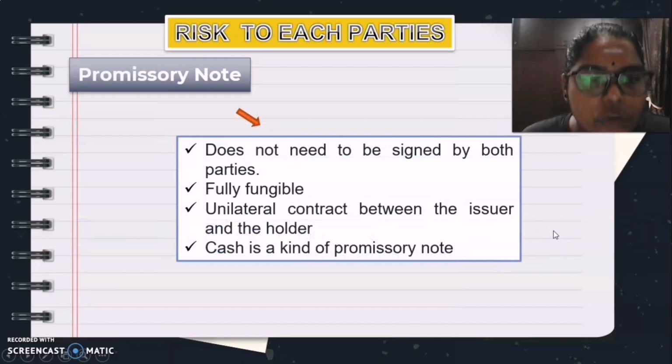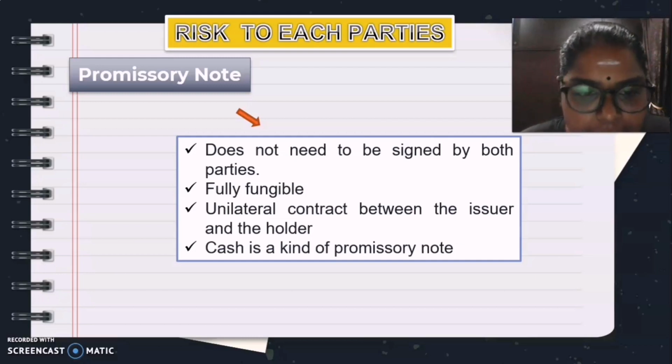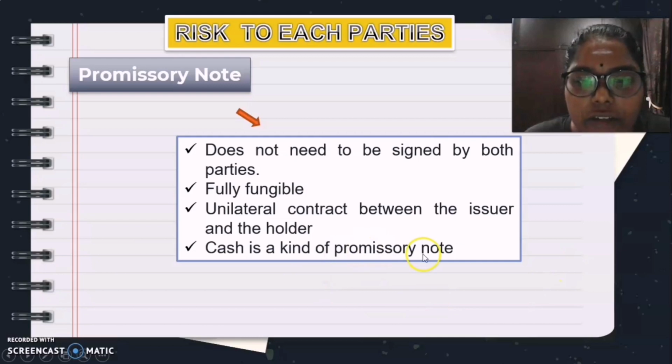And for promissory notes, it is unlike a contract. The promissory note does not need to be signed by both parties. It is essentially a promise from one party to the holder of some good or benefit. Promissory notes will generally be fully fungible, and these are modeled as a kind of contract but are essentially a kind of unilateral contract between the issuer and the holder. While some authorities might not see this as a contract at all, cash is a kind of promissory note with the issuer being a central bank.